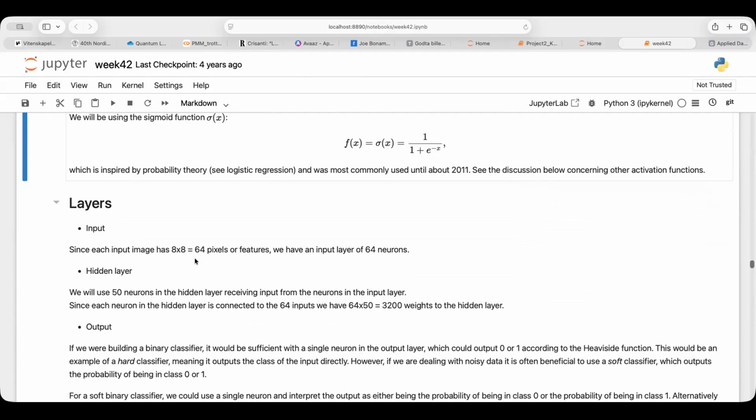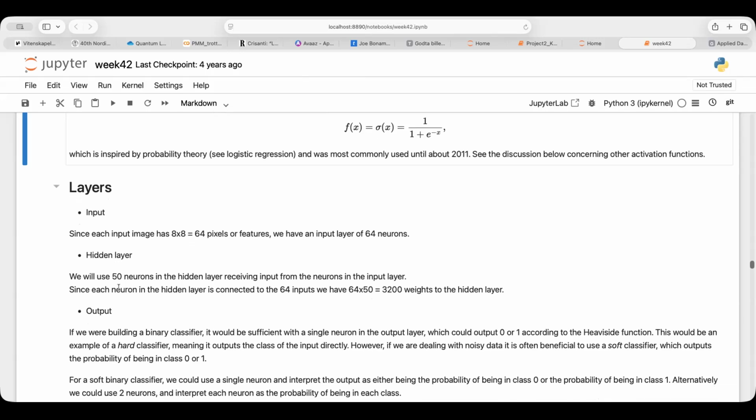So these are the features. We need to set up the hidden layers. And in the network here, there are 50 neurons in the hidden layer, and they receive an input from the neurons in the input layer.